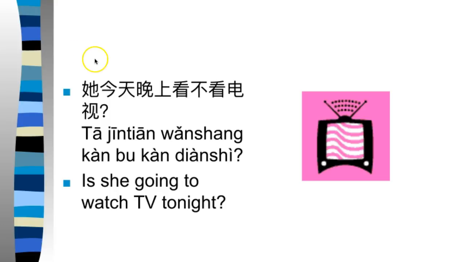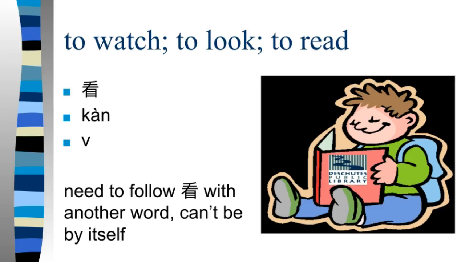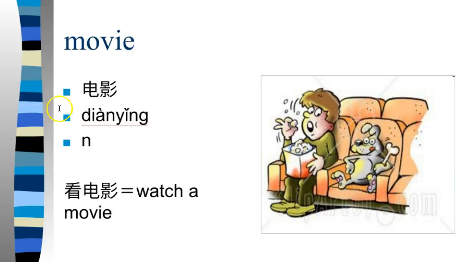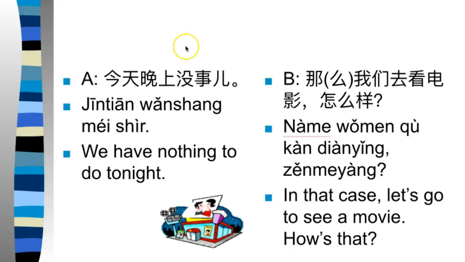For example, 你今天晚上看不看电视? And here we see the verb is being manipulated into a verb-not-verb structure. 你今天晚上看不看电视? Are you going to watch TV or not? You can also say 看电影. 电影 means movie, it's a noun. 看电影 is a verb object compound to watch a movie. 今天晚上没事儿。那么 then, well, in that case, 我们去看电影怎么样？ Let's go watch a movie.